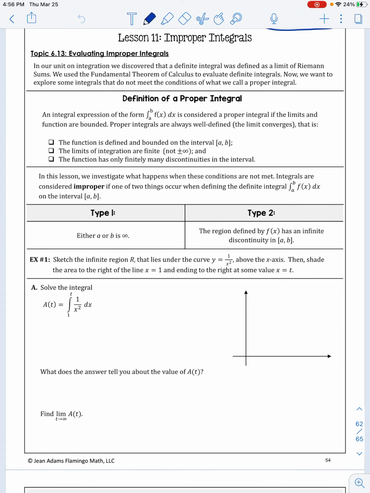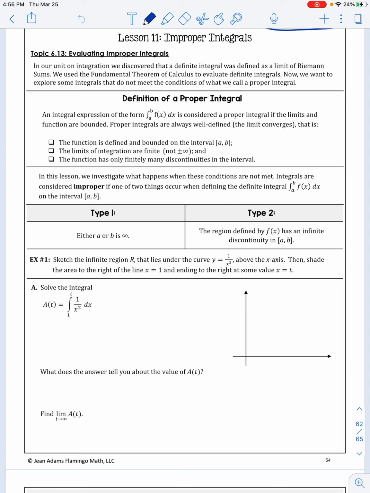Lesson 11, Improper Integrals. In our unit on integration, we discovered that a definite integral was defined as a limit of a Riemann sum. We use the fundamental theorem of calculus to evaluate definite integrals. Now we want to explore some integrals that do not meet the conditions of what we call a proper integral.